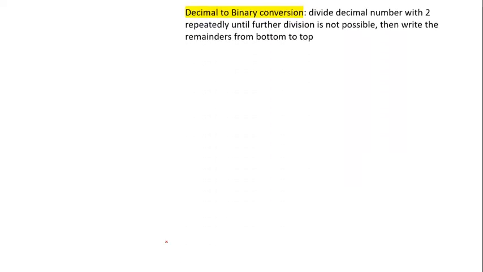Now, before entering into the operations, you need to have some idea about binary level language, and how to convert a decimal number into a binary number. Whatever number you want to convert from decimal to binary, you divide that decimal number by 2 repeatedly and write the remainders from bottom to top. I am going to explain with some examples.